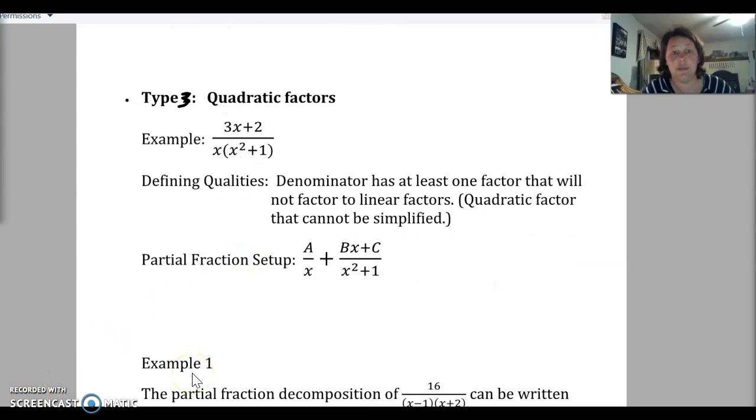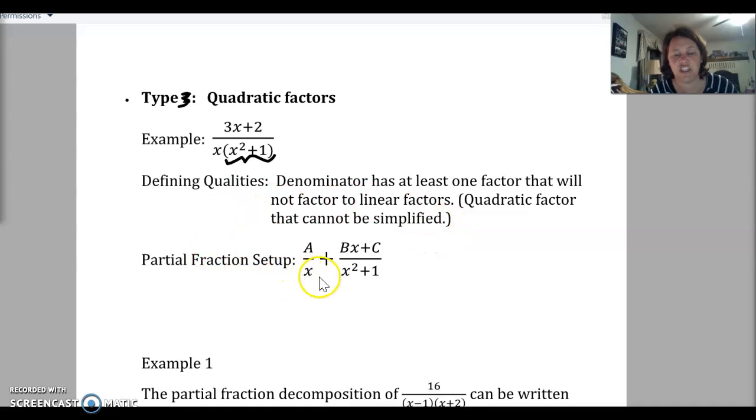Okay, and type 3, the last type, is going to be quadratic factors. So an example of that, notice that in the denominator now we have a quadratic equation that cannot factor anymore. So our denominator has at least one factor that will not factor into linear factors. That's a quadratic factor. So a quadratic factor that cannot be simplified.